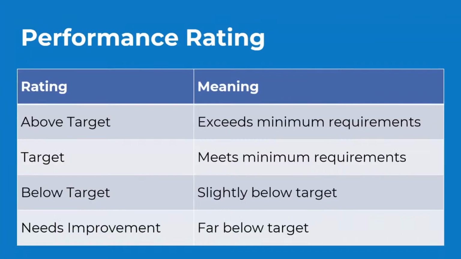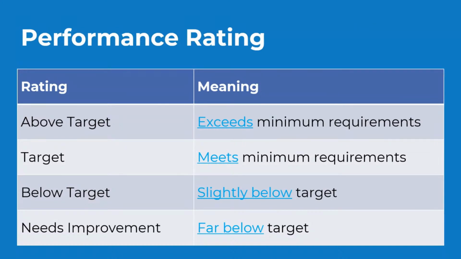What do these things mean? Here it is. PMI has these 4 performance ratings for each of the domains. It will tell you whether you are above target, which means you have exceeded the minimum requirements for the CAPM exam. You're on target, which obviously means, yeah, you're perfect. This is exactly what we are looking for. You meet the minimum requirements. Then there is below target. That is just slightly below what you should have achieved. And the last one there is needs improvement, which means, yeah, you really are struggling with this particular domain. You are far below target here.